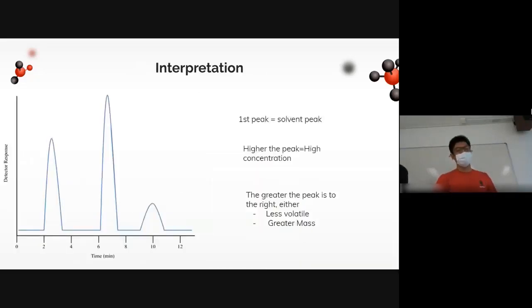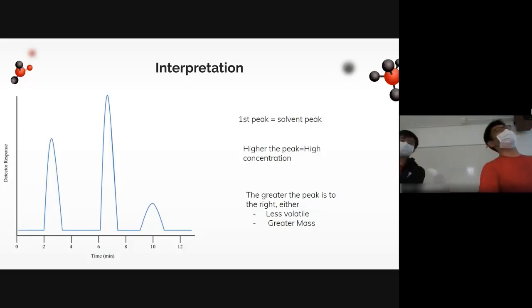So now we see a very simple graph of a gas chromatography. I couldn't find a specific molecule graph, so I just took one off the internet. The first peak is usually a solvent peak. We want our solvent to be more reactive because we don't want to mess up the solvent peak with peaks from other compounds. So having the first peak as a solvent peak makes a lot of sense because it doesn't confuse the other compounds. And of course, the higher the peak, the higher the concentration, similar to NMR that we learned in chemistry.